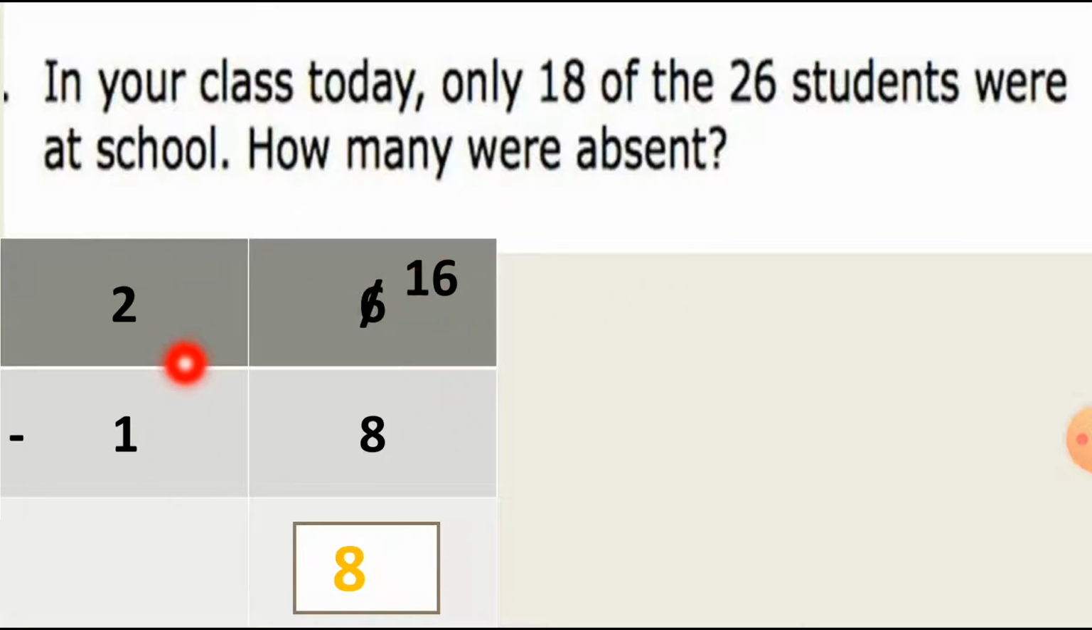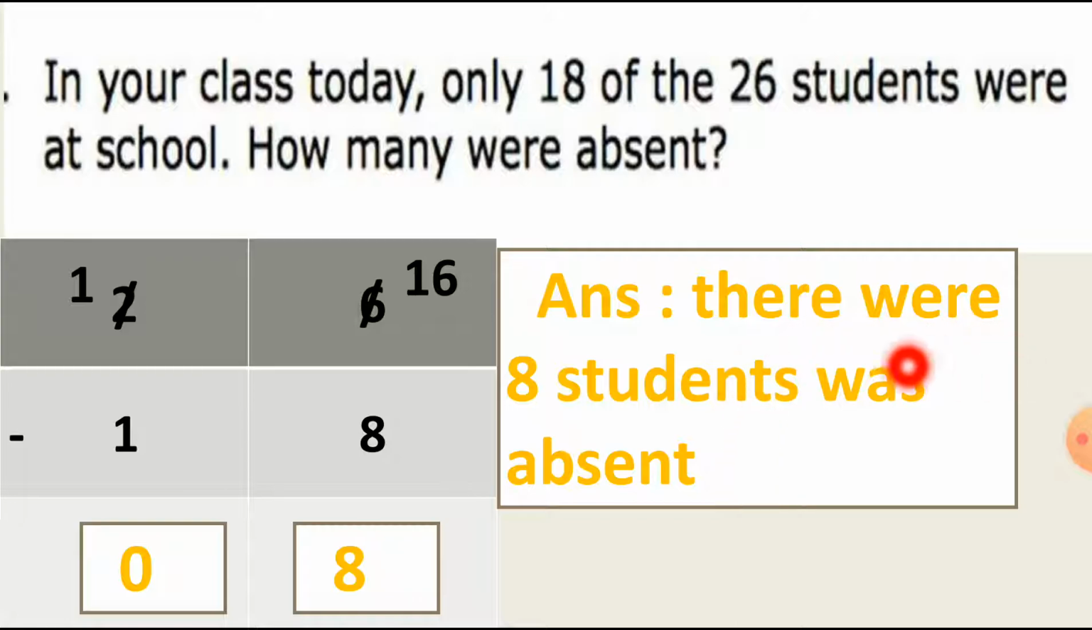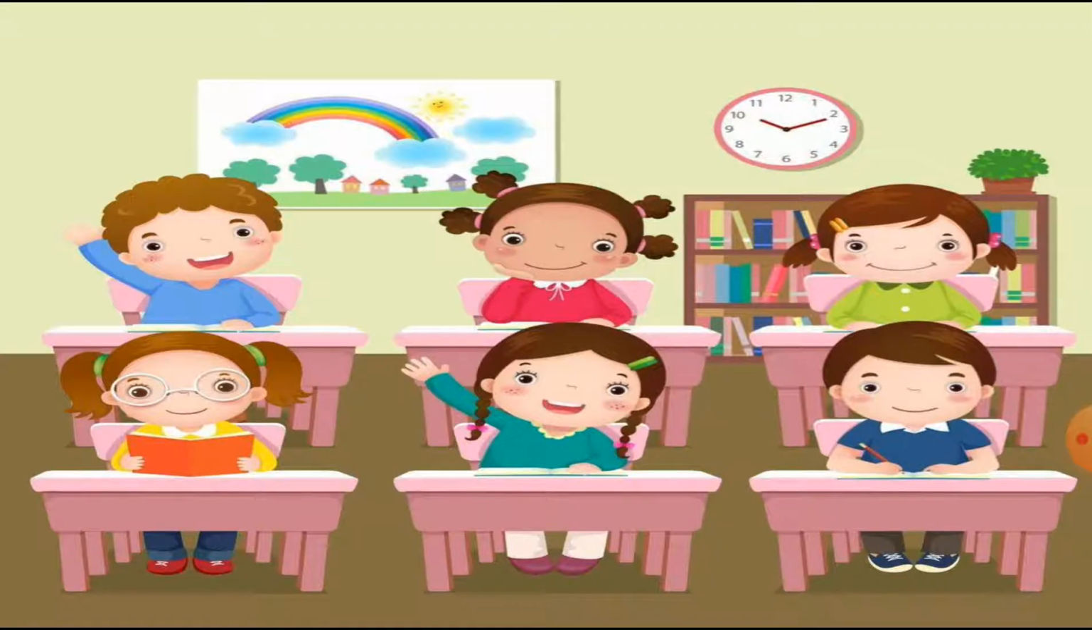So let's move to the tens one. We are taking 10 from this column, so we have to cut the 2 first and cut one from it. So 2 minus 1 is equal to 1. Now here 1 minus 1 is equal to 0. So how many were absent? We can write down the answer that there were 8 students absent, and you also have to write down the answer in the sentence form this way in your book. There were 8 students absent.